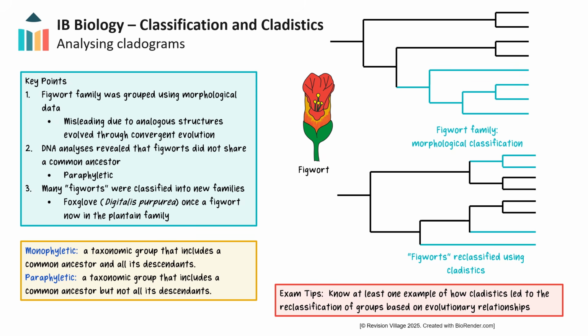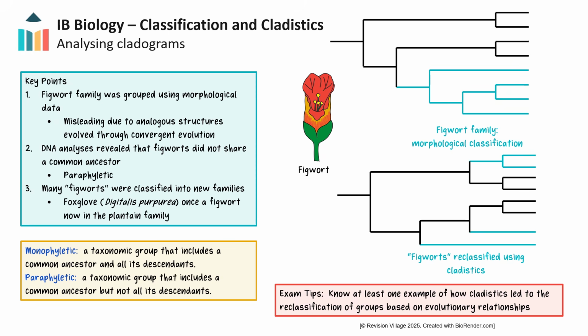The Figwort family were traditionally grouped using morphological traits such as flower estivation and nectary structure. But these features turned out to be misleading because unrelated plants had evolved similar characteristics, or analogous structures, through convergent evolution. Beginning in the mid-1990s, DNA analyses, especially comparisons of the nuclear ribosomal ITS region, revealed that the traditional Figwort family was not monophyletic. Its members did not share a single recent common ancestor. Instead, the group was paraphyletic, with species spreading across separate branches of the evolutionary tree.